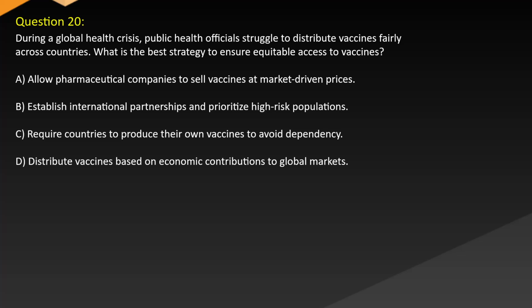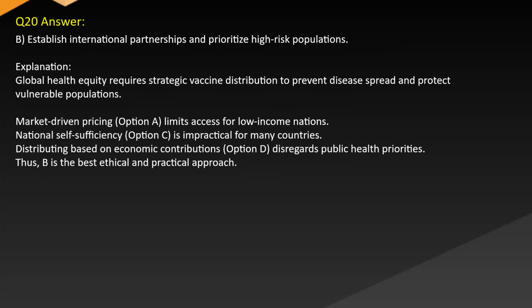C. Require countries to produce their own vaccines to avoid dependency. D. Distribute vaccines based on economic contributions to global markets. Answer. B. Establish international partnerships and prioritize high-risk populations. Explanation. Global health equity requires strategic vaccine distribution to prevent disease spread and protect vulnerable populations.